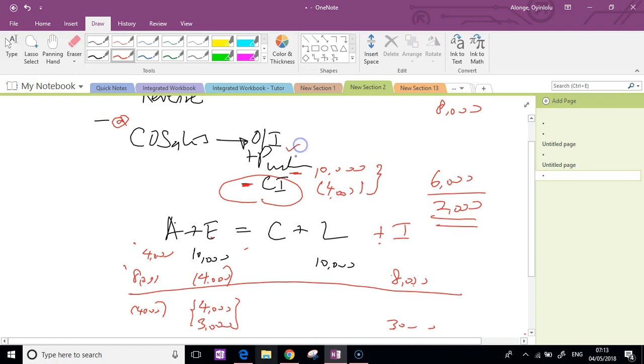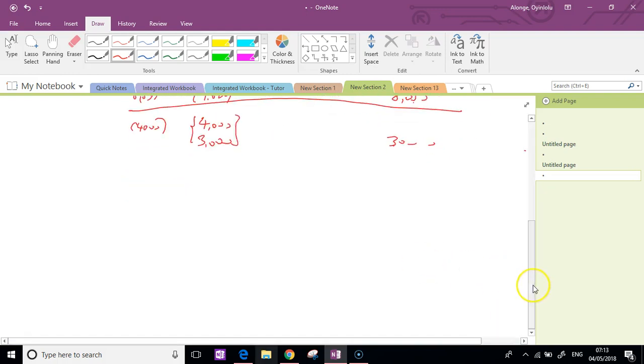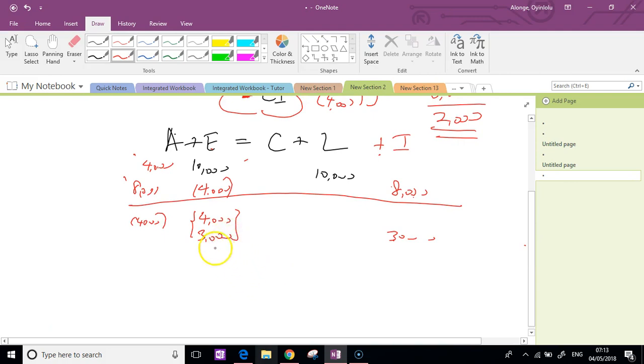That's why we have opening inventory plus purchases. Then, say for example, I get rid of another 6,000. So if I get rid of 6,000, it means that I have £1,000 worth of goods that will go back into my warehouse.